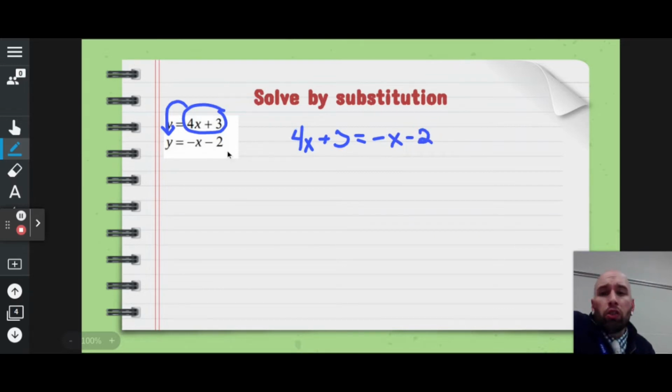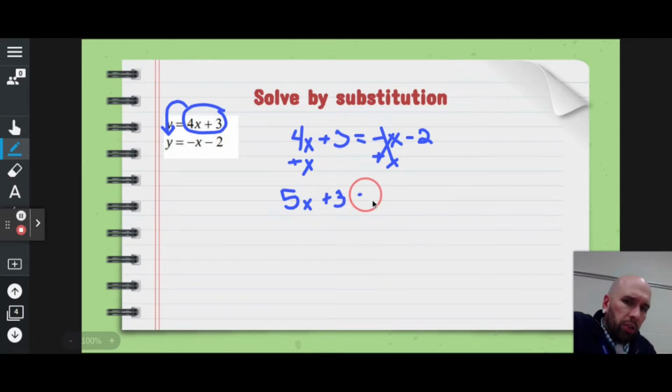And now you just solve it. Let's add x to both sides. Add x to both sides, cross it out. That gives you 5x plus 3 equals negative 2.